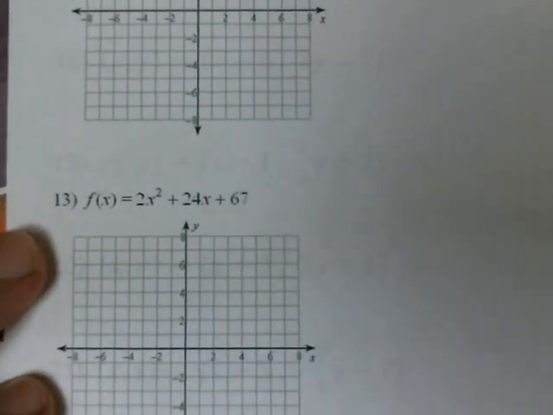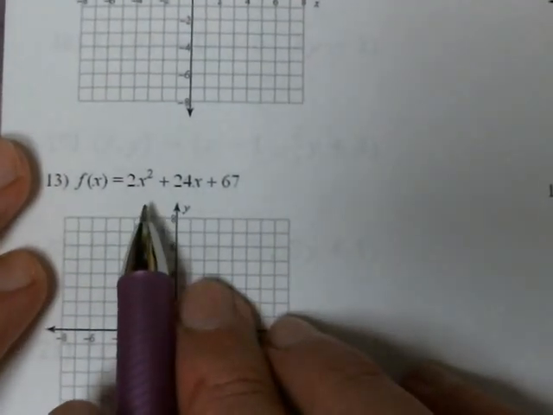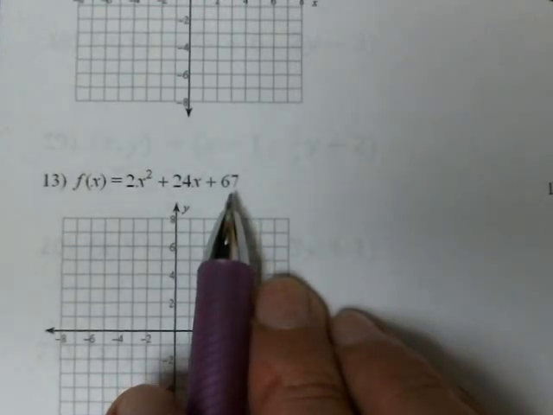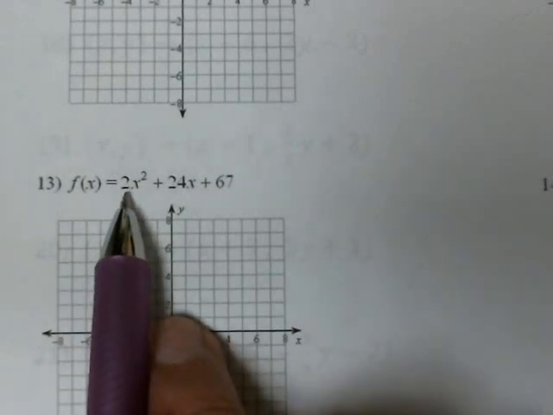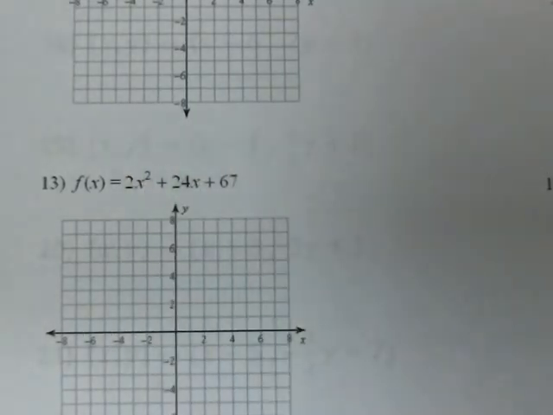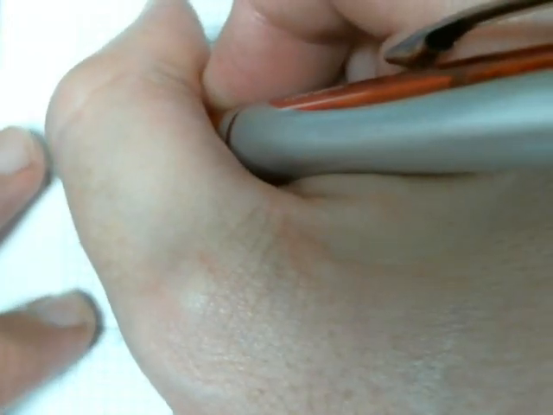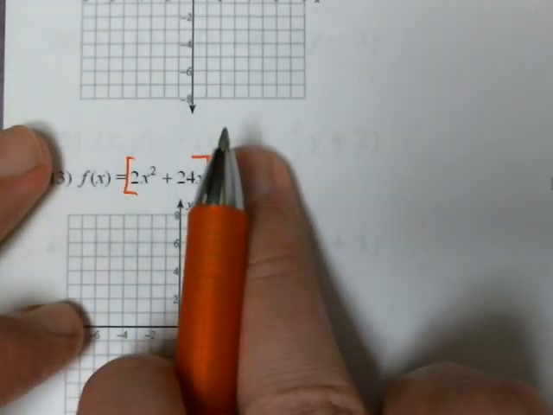The ones I'm not doing in the video, this is what you guys need to finish for your assignment. Okay, so here I have 2x squared plus 24x plus 67. If you remember from quadratics, you cannot complete the square unless the number in front of the x squared is a 1. It is not a 1, so I've got to do something about that. Just like I said earlier, you are only completing the square on these first 2 terms. I don't care about the 67 right now.